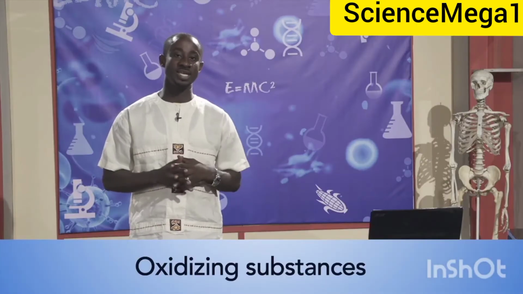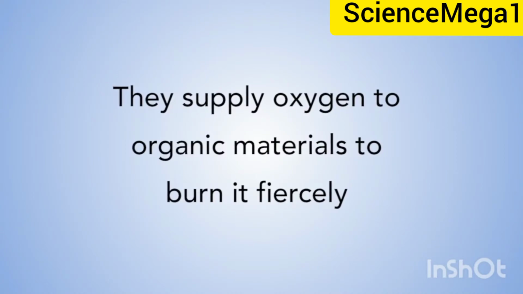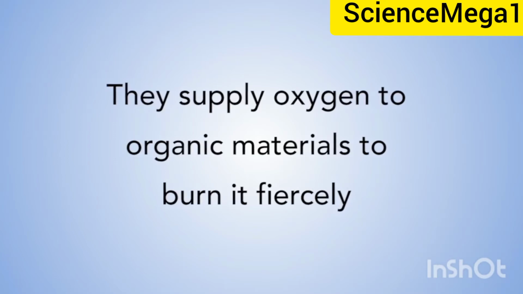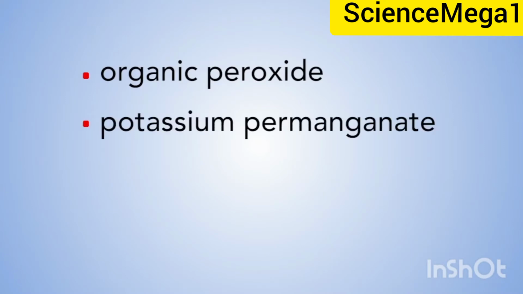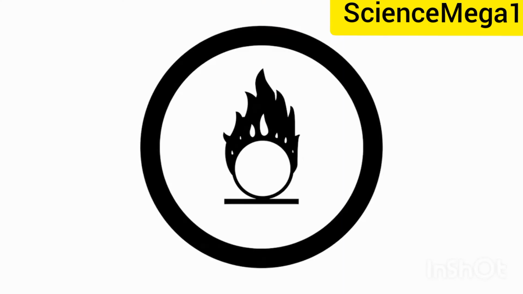Now let's look at oxidizing substances. They are also called oxidants. They supply oxygen to organic materials to burn them fiercely. These substances should not be stored near flammable substances to avoid setting off fire. Examples are organic peroxides, potassium permanganate, trioxonitrate(V) acid, and bleach. They have the warning sign of.